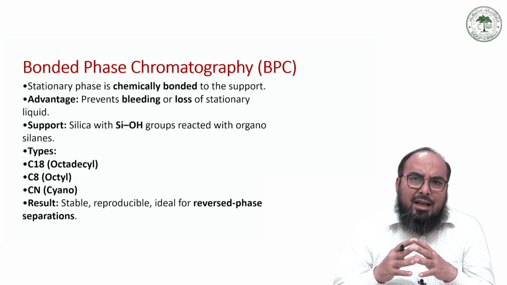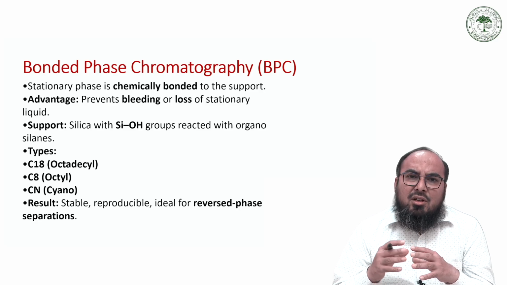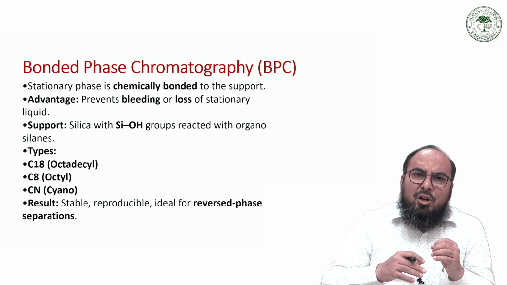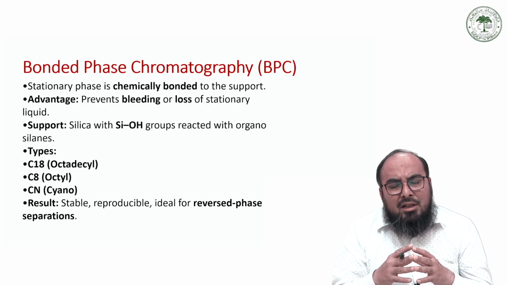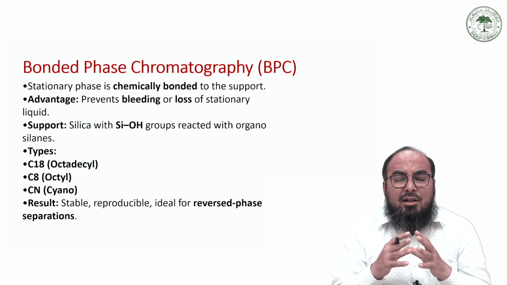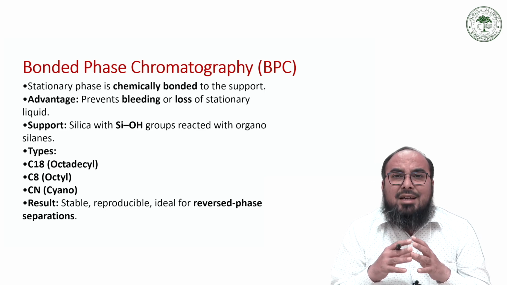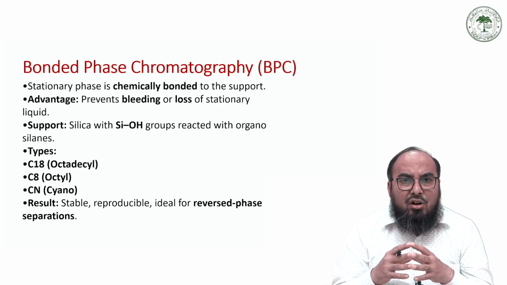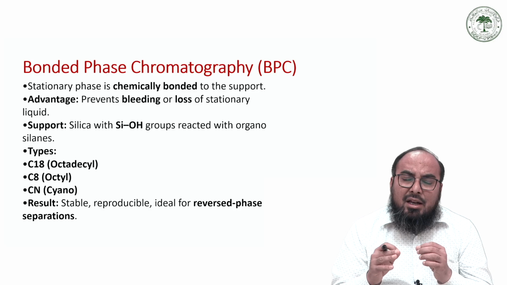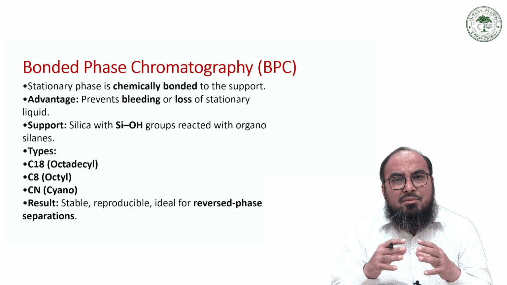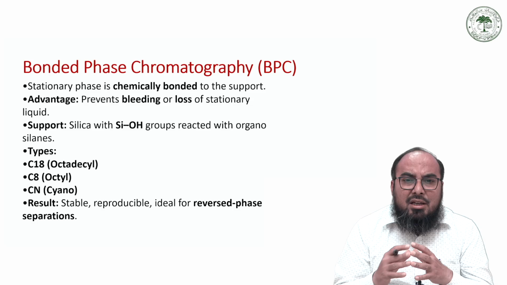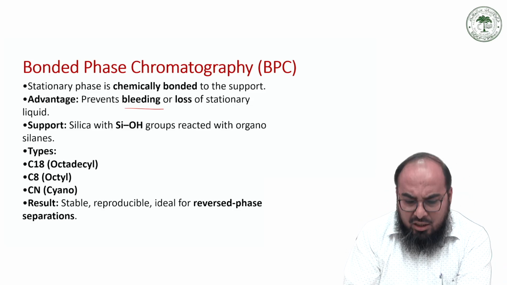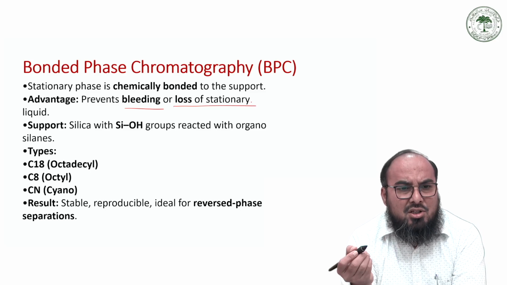The column bleeding may be defined as the elution of the stationary phase at an elevated temperature. That is, if you keep on increasing the temperature of the column, then at a certain point your stationary phase gets destabilized and it starts eluting along with the different components of the mixture. The point at which this happens is called column bleeding. You can also say it is the loss of stationary liquid or stationary phase.